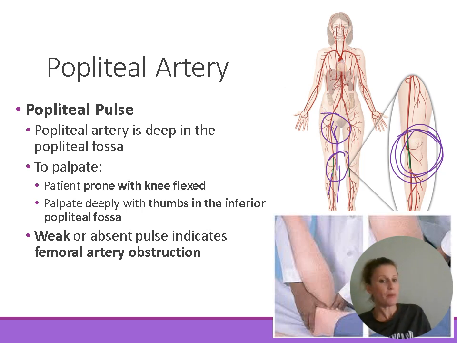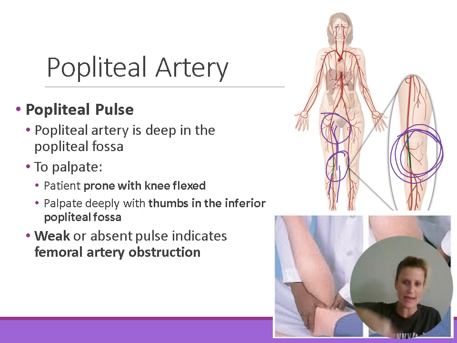In order to palpate the popliteal pulse, you want the patient to be prone, laying on their belly with the knee flexed. When the knee is straight, and you can feel it right now, feel the back of your knee. When you straighten your leg, it's hard back there, right? Like the tissue is hard and stretched out. When you bend your leg, it's soft and pliable. So you want the patient laying on their belly with the knee flexed so that the popliteal fossa is nice and soft. Use your thumbs to palpate deeply in the inferior popliteal fossa.